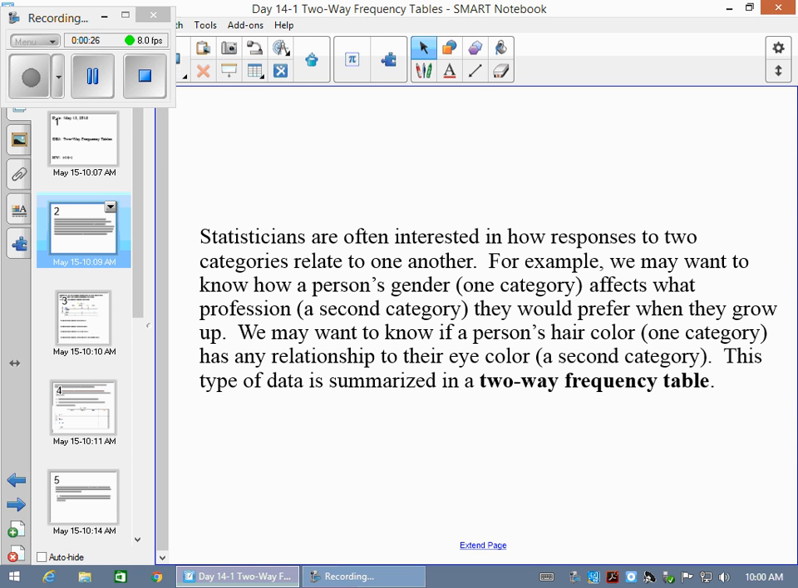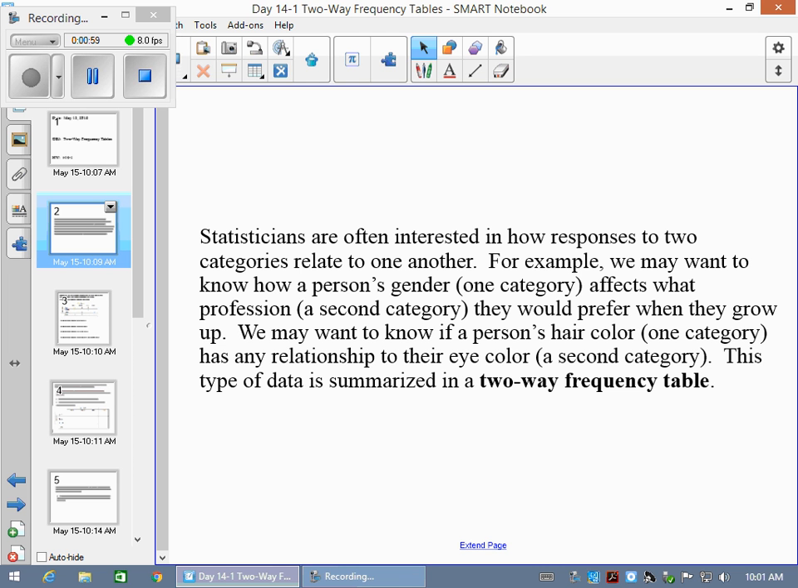So statisticians are often interested in how responses to two different categories could relate to one another. Some examples we want to think about: maybe we want to know how a person's gender would affect a profession they prefer. So gender would be one category, the profession they prefer would be the second category. Maybe we want to know if someone's hair color has any relationship to their eye color. So again, hair color would be one category, and we would be comparing to eye color, a second category. And this type of data we summarize in something called a two-way frequency table.